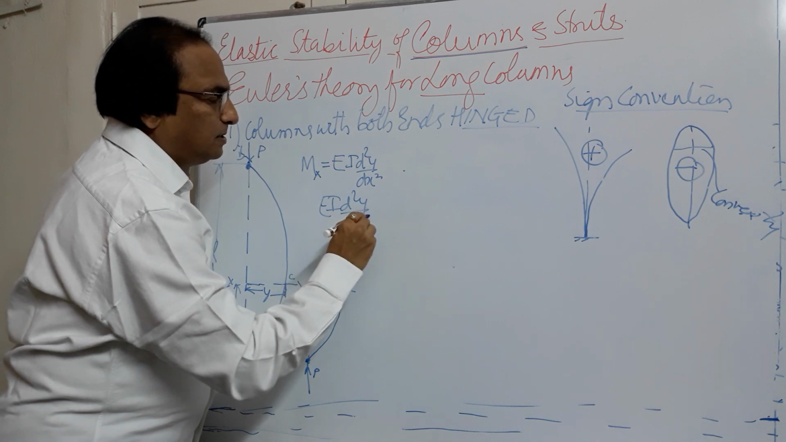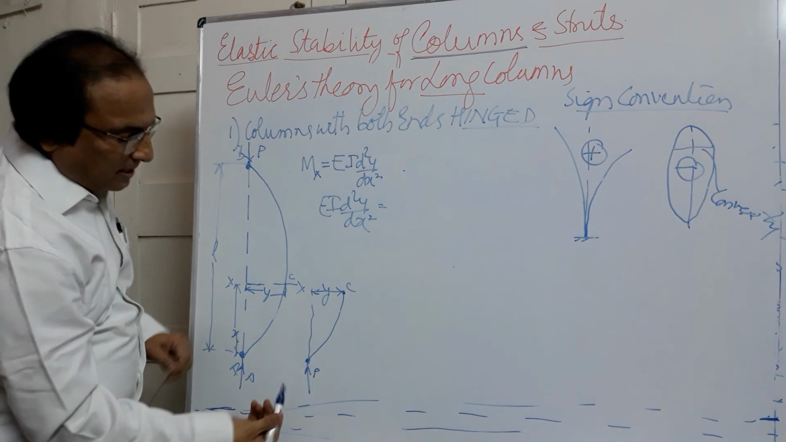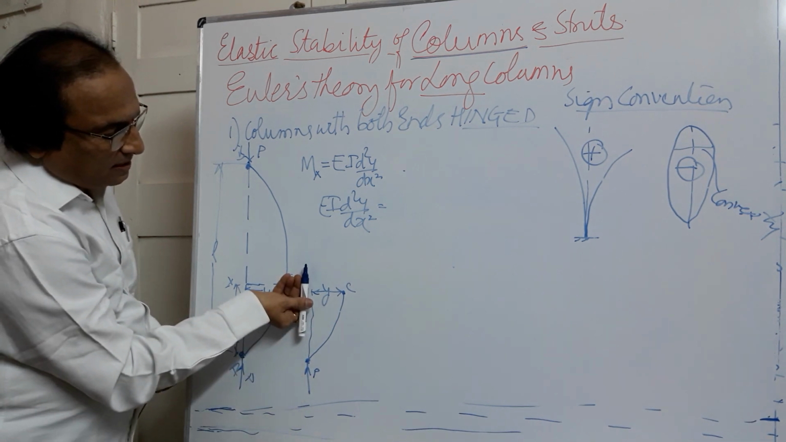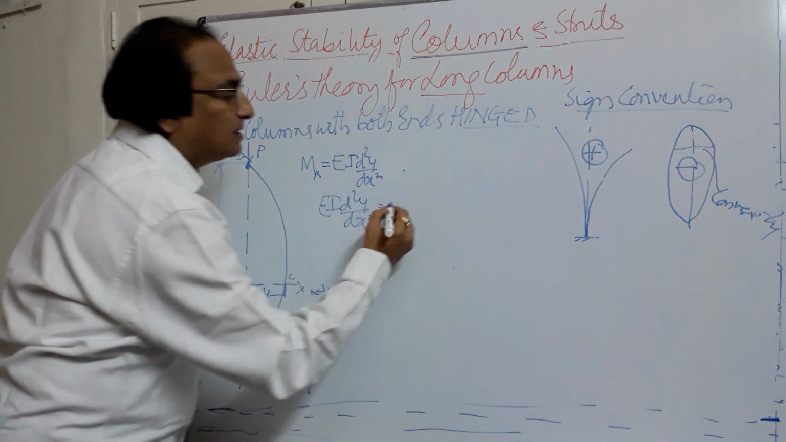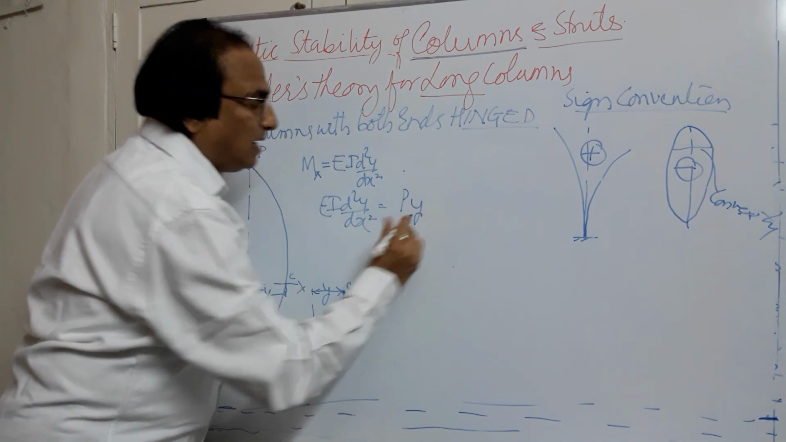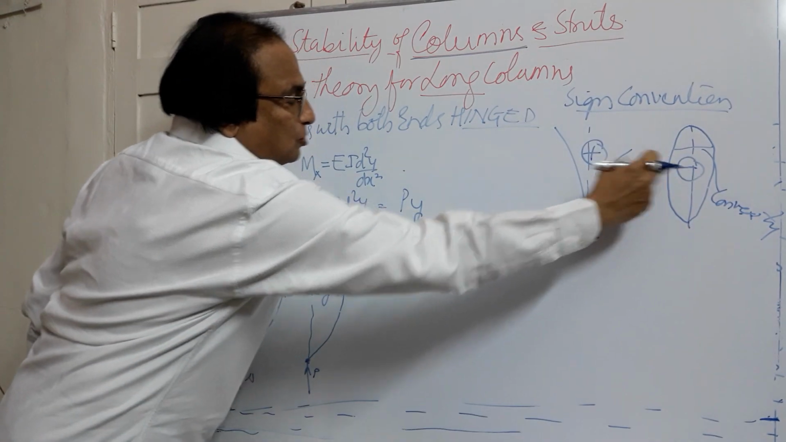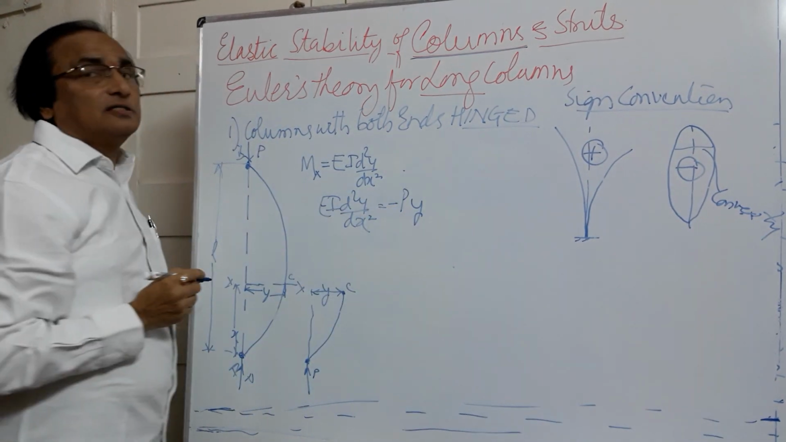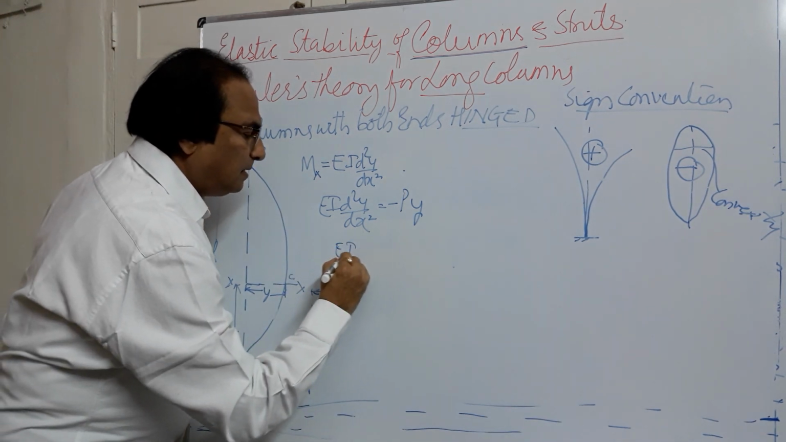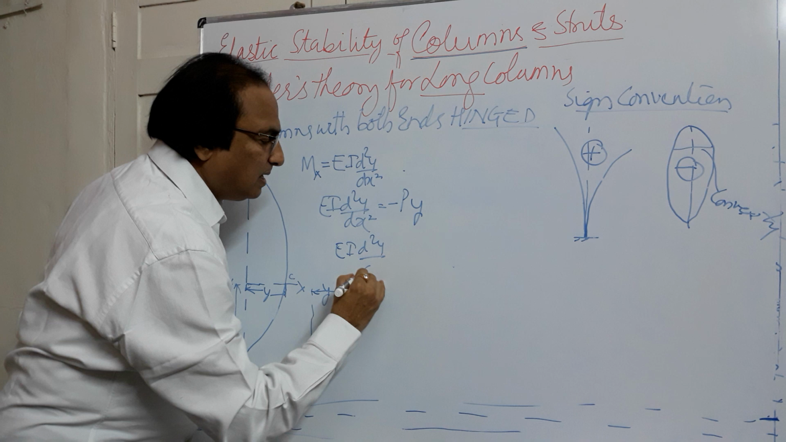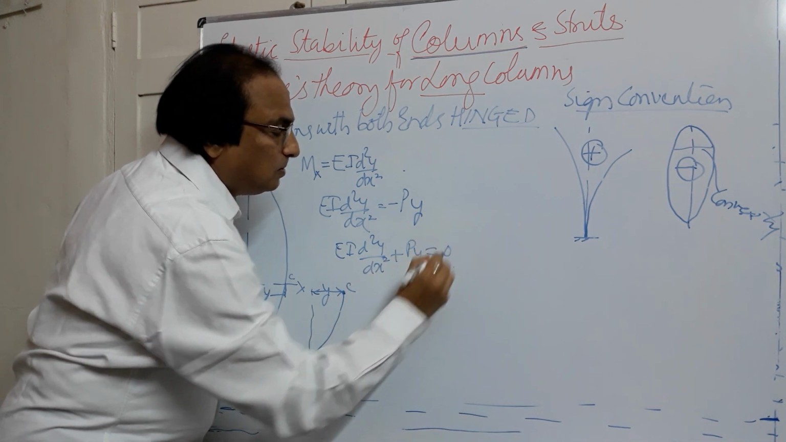Now what is the bending moment acting at C? This is a load acting here, and the perpendicular distance is y. So moment is force into perpendicular distance, so P into y. How is it bending? And as per the sign convention, what should be the sign? Minus Py. So if I write it, EI d2y by dx square plus Py is equal to 0.